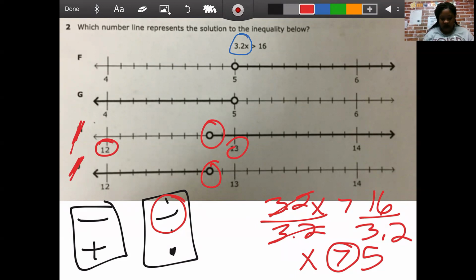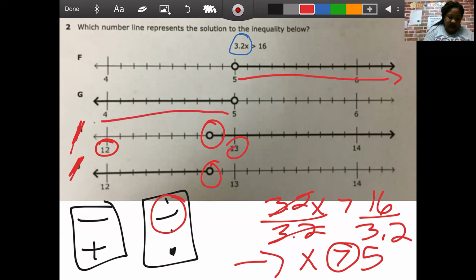So let's read our inequality statement again. X is greater than 5. So what numbers are greater than 5? 6, 7, 8, 9, 10, 11. So if you look at 5, are the numbers to the right of 5 greater or to the left? So I would look at F, and it's going to the right. 6 is greater, 7. And look at G, it's going to the left. 4 is not greater than 5, so I know it's not G. So your answer should be F.